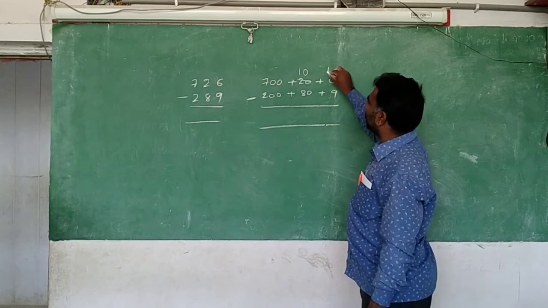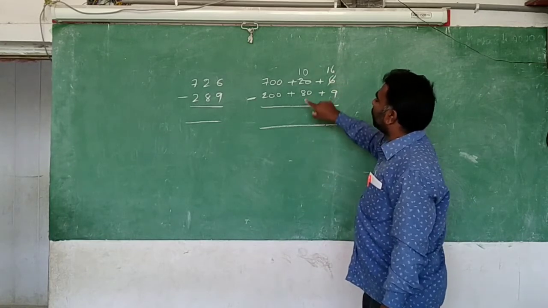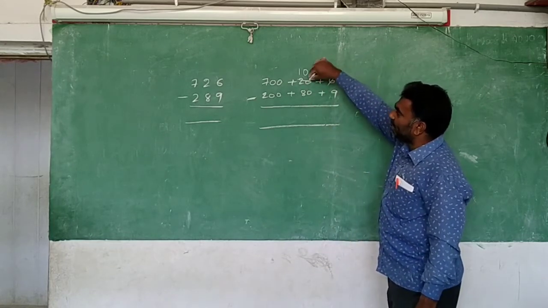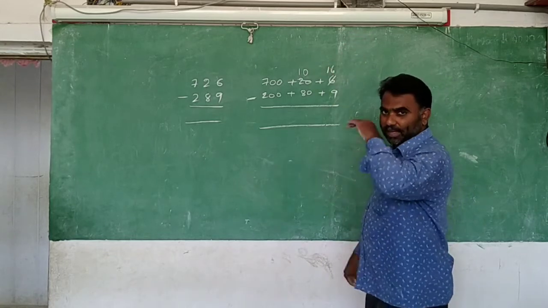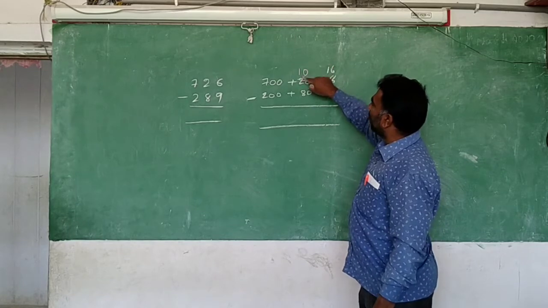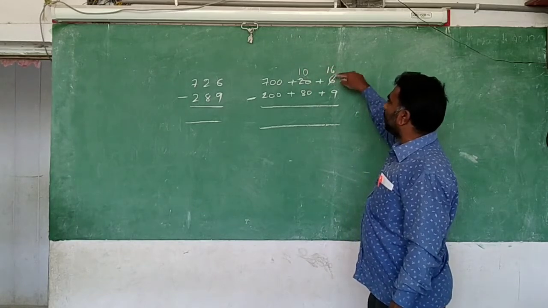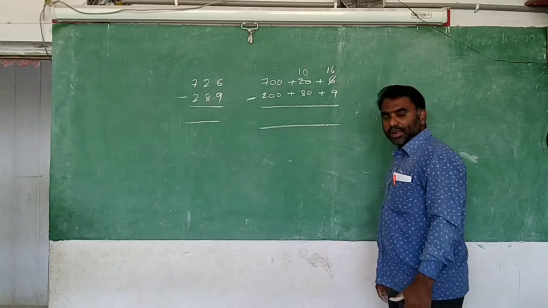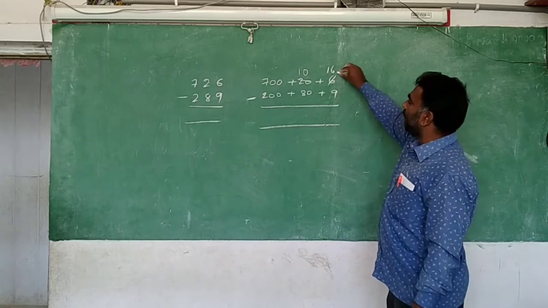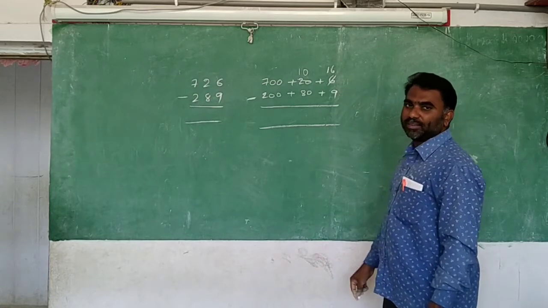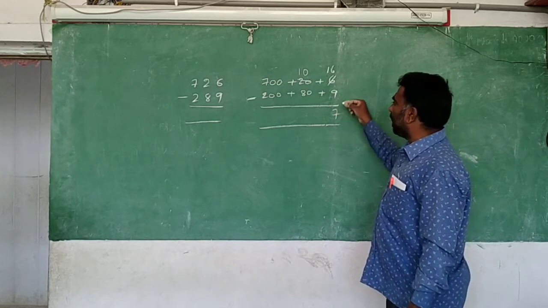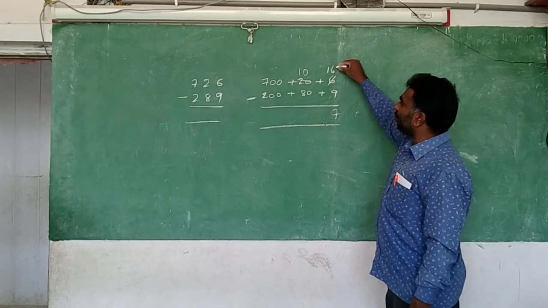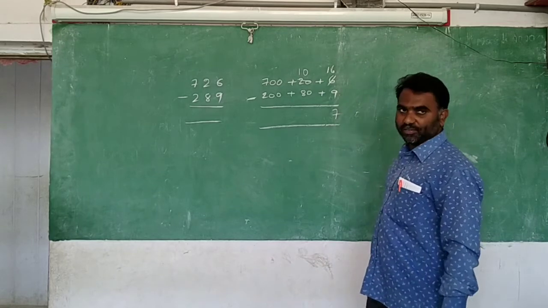Here already 6 are there. 10 and 6 together, 16. When I borrow 10 from the tens place, one 10 is left here, one 10 I have given here, and 10 and 6 become 16. Now it is possible: from 16 apples you can eat the 9 apples. Then how many apples are left? Yes, very good. 7 apples are left. Out of 16, if you eat 9, 7 apples are left.